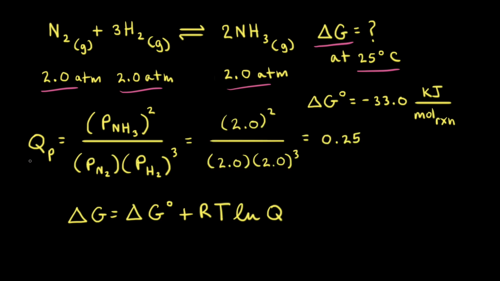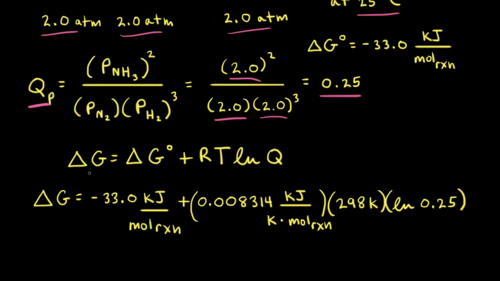Let's start by calculating the reaction quotient Q. So when we plug in 2 atmospheres for the partial pressures of our gases, we find that Q is equal to 0.25. Next, to calculate delta G, we need to plug everything into our equation. So delta G naught is still equal to negative 33.0 kilojoules per mole of reaction, so we can see we plugged that in here. The ideal gas constant R is 8.314 joules per Kelvin mole of reaction.